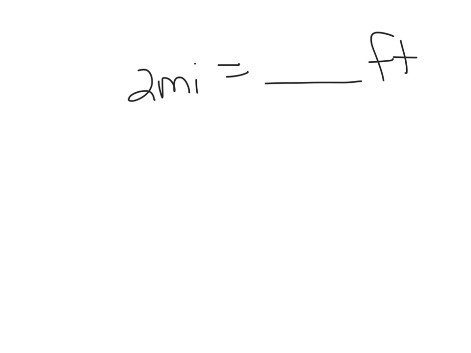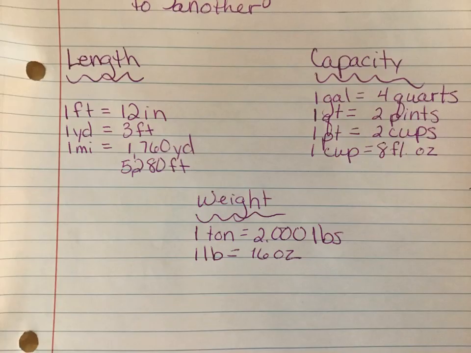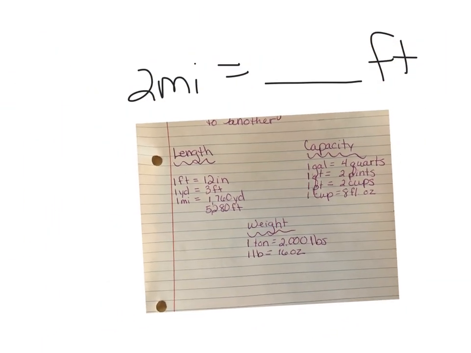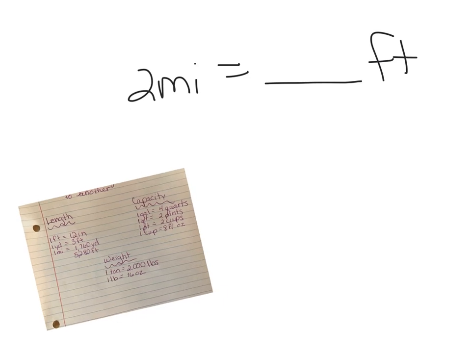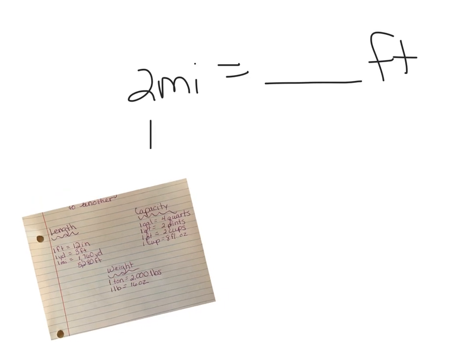Let's try a tough one. For this one, we have 2 miles equals how many feet? We want to change those miles to feet. I grab my chart. Boom. I have to look for one that has both miles and feet. So we look, feet, inches, yards, feet, miles, feet. Okay. So then I make sure that miles is under miles and feet is under feet.